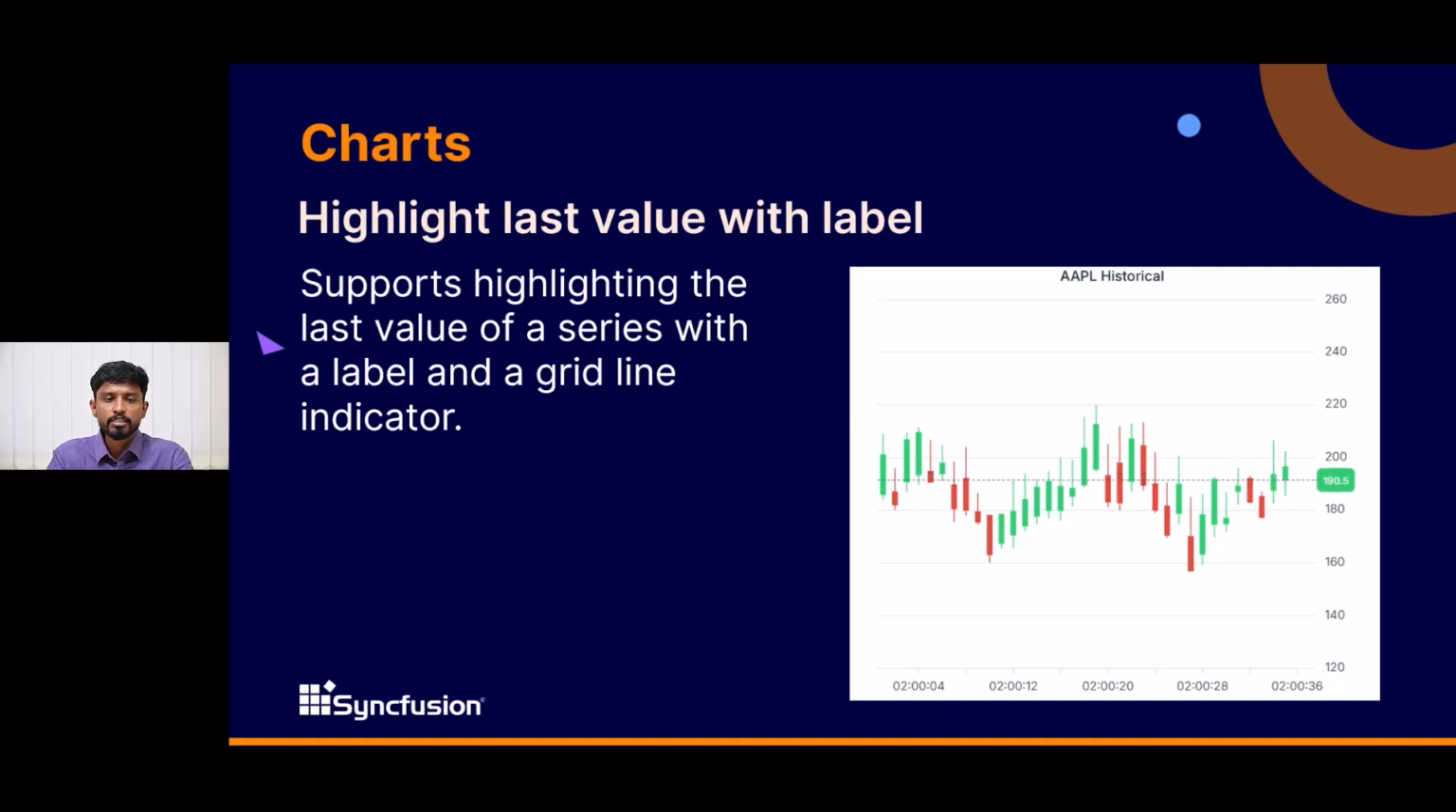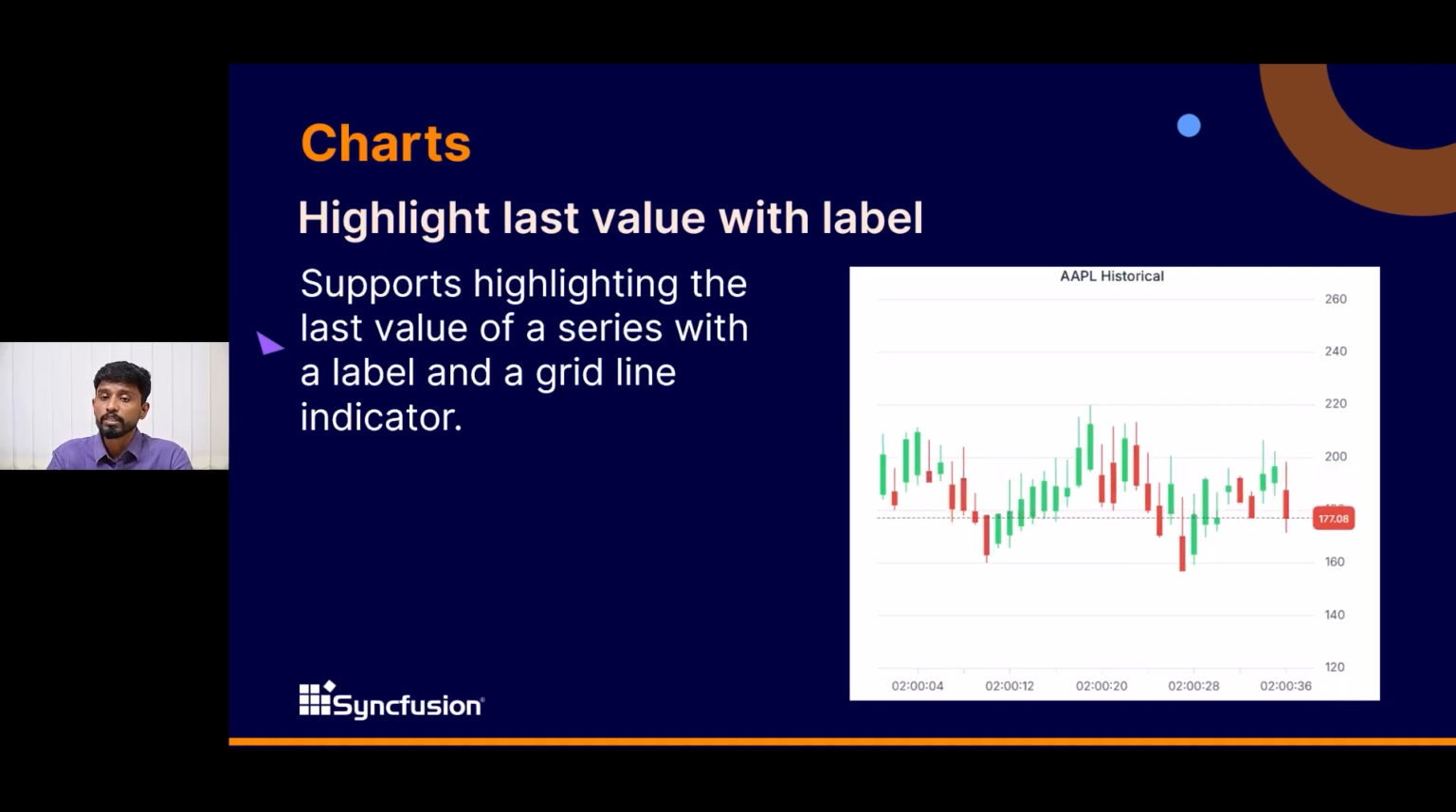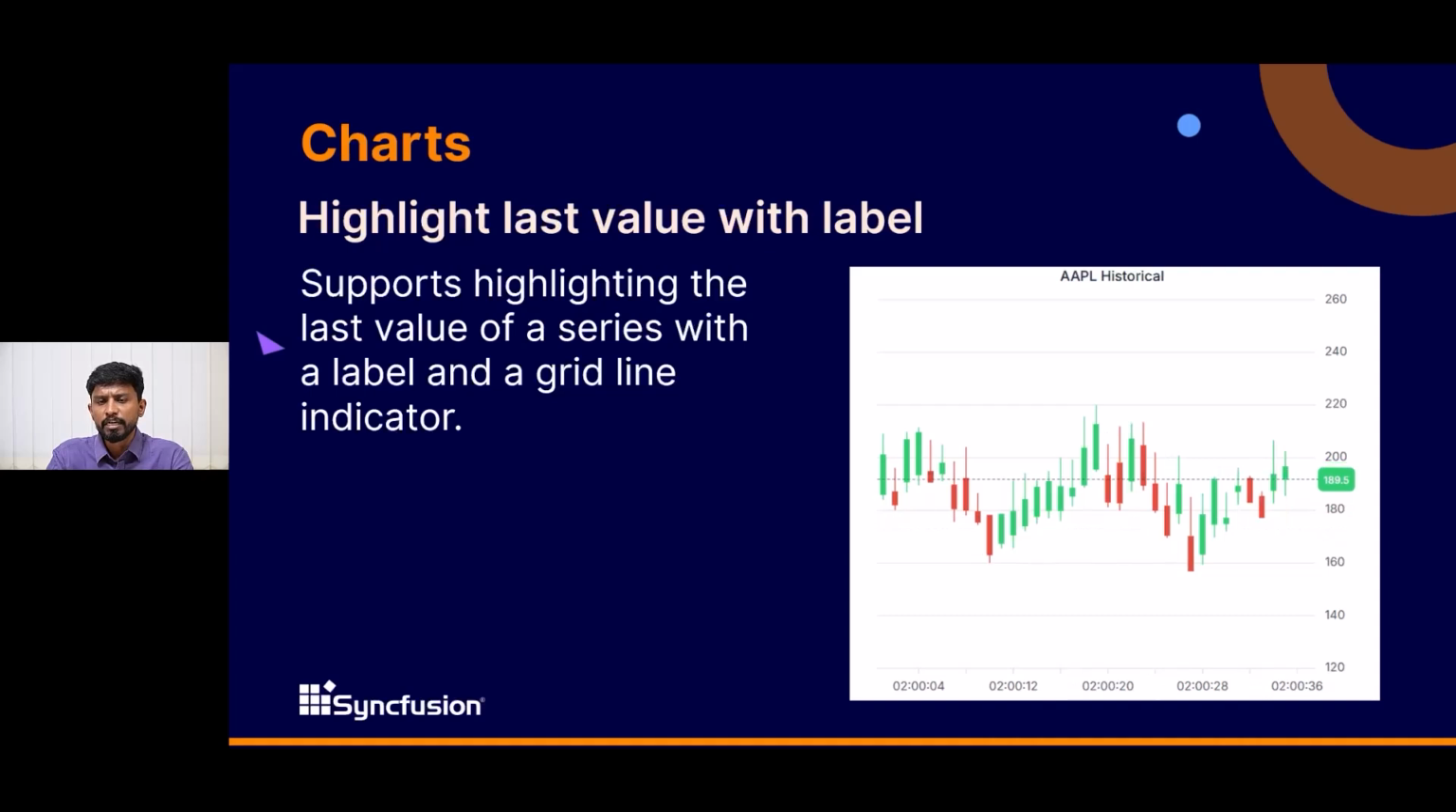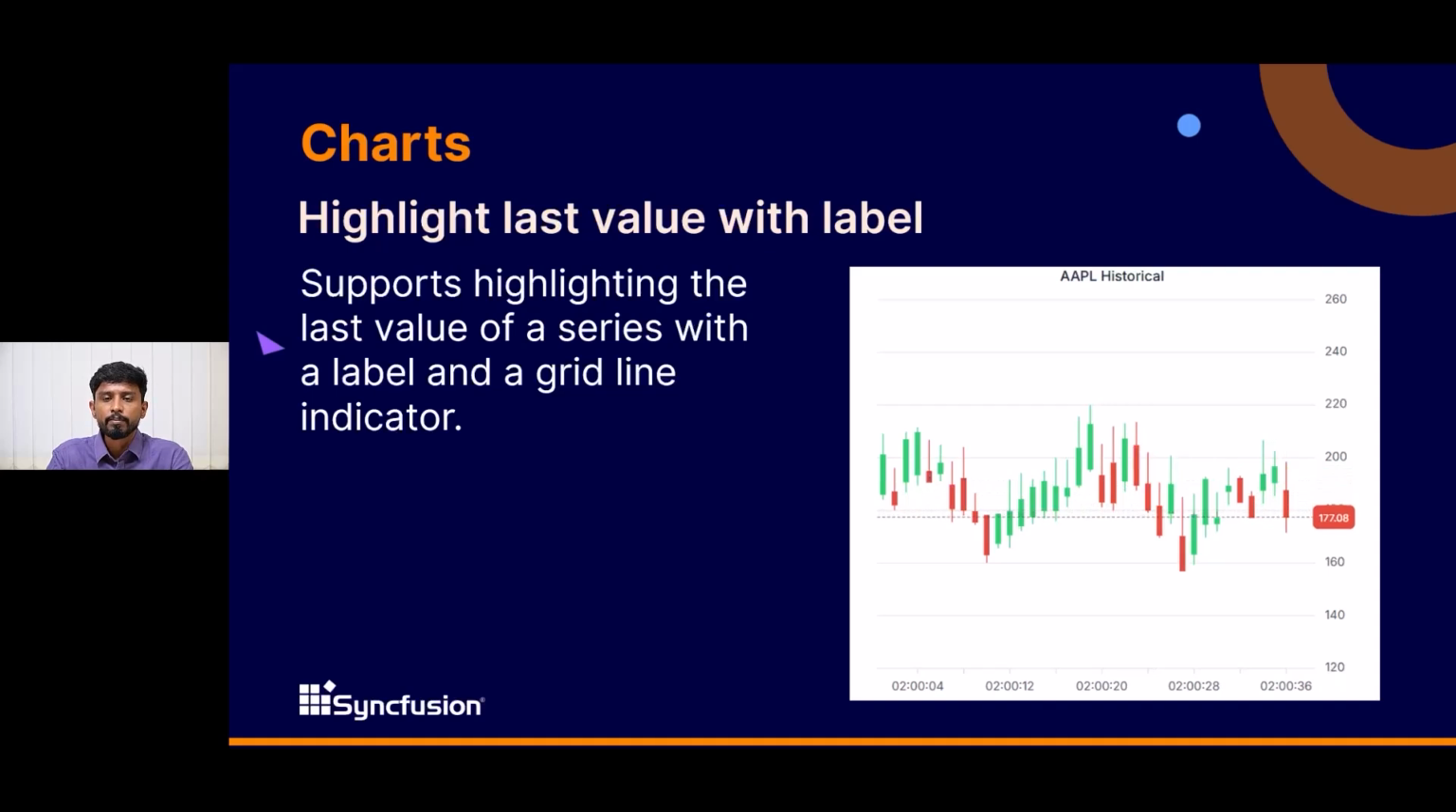Next, we'll move to charts, where the enhancement is related to highlighting the last value with a label. The chart component supports highlighting the last value of a series with a label and a gridline indicator. This provides a clear and immediate reference point for the series endpoint, which improves data readability and user interaction. This feature is very useful when the final data point needs to be emphasized. It can be used in financial charts indicating the latest stock price.